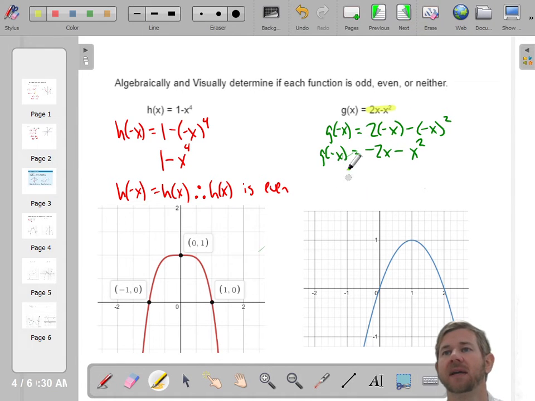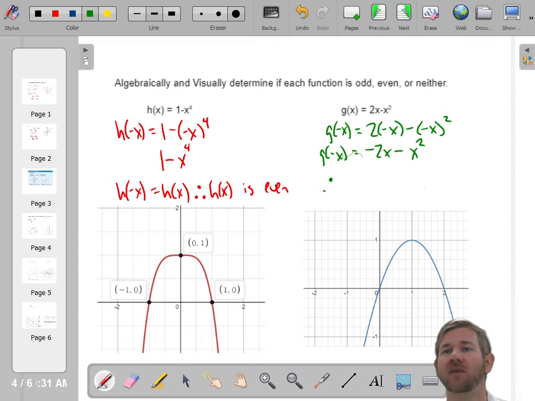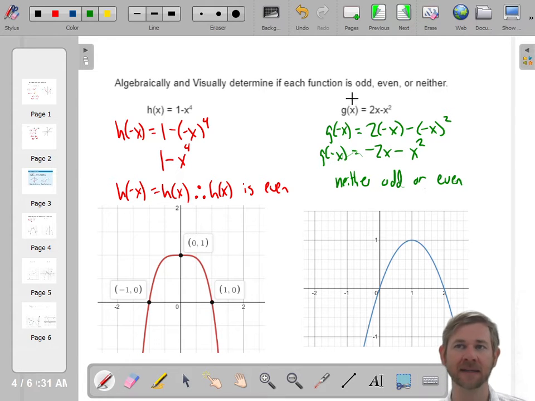2x minus x squared, and that's negative 2x. So those are opposites, but these are the same. So they're not opposites because all the signs aren't flipped, and they're not the same because one of the signs is flipped. Then we're going to say, therefore, let's be, like I said, very formal. Now we'll just say neither, odd or even. I was going to say, since g of negative x does not equal negative g of x, and g of x does not equal g of x, then this is neither odd nor even, but let's not write all that. We don't need to worry about that.